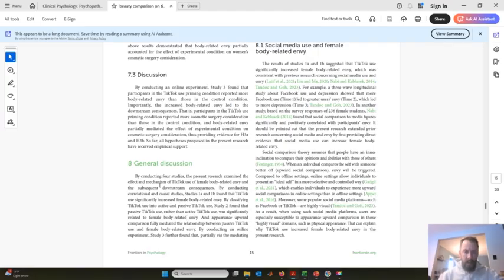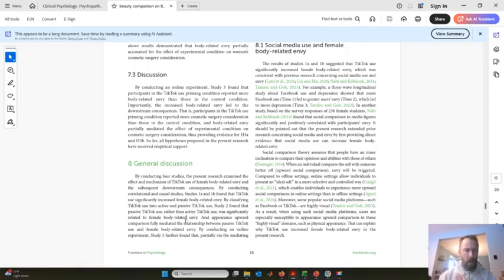By conducting 4 studies, the present research examined the effect and mechanism of TikTok use on the female body-related envy and subsequent downstream consequences. By that, they mean thinking about getting cosmetic surgery. By conducting correlational and causal studies, studies 1A and B found that TikTok use significantly increased female body-related envy. By classifying TikTok use into active and passive TikTok use, study 2 found that passive use rather than active was significantly related to female body-related envy.